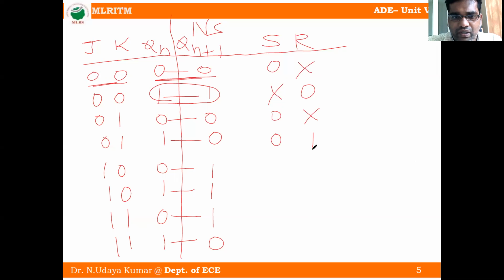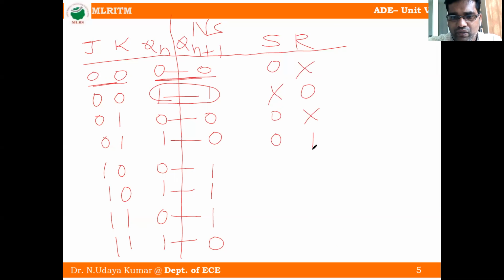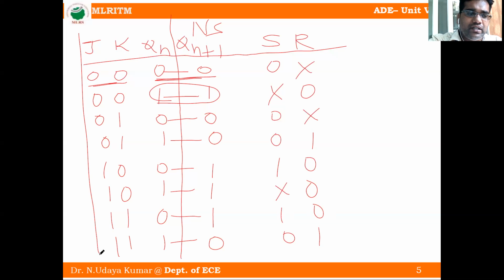For 0, 1, we got 1, 0. Okay. And for 1, 1, we got don't care and 0. For 0, 1, we got 1, 0. And for 1, 0, we got 0, 1 from the excitation table. This is the extended excitation of the truth table.